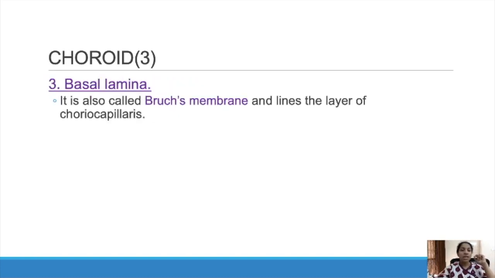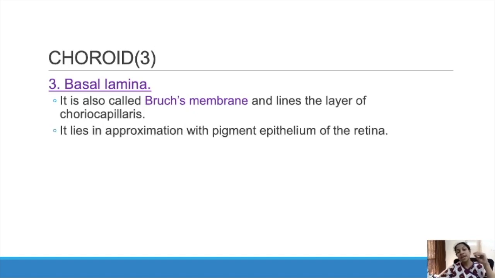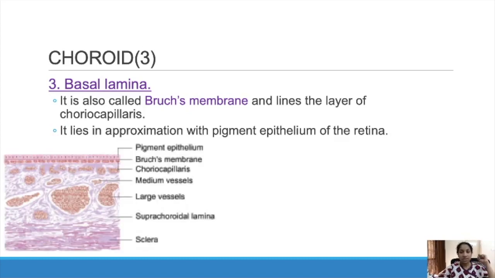And the third layer is the basal lamina. This is also known as Bruch's membrane and lines the layer of choriocapillaries. Choriocapillaries we told, no, it lines the layer of choriocapillaries. That is known as basal lamina or Bruch's membrane. Bruch's membrane lies in approximation with the pigment epithelium of the retina. So this is Bruch's membrane, it lines the choriocapillaries.